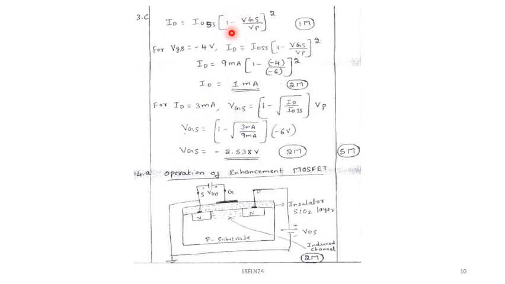So if I will rearrange this equation, I can write VGS is equal to 1 minus square root of ID by IDSS into VP. So VGS is equal to 1 minus square root of 3 by 9 into minus 6. So while calculating this, we'll get the answer as minus 2.538. So this is VGS. So this is asked for 5 marks. So initially for this equation, ID equation 1 marks. Then calculation of ID 2 and calculation of VGS 2. So it is 5.